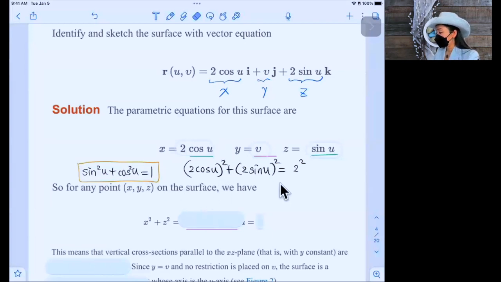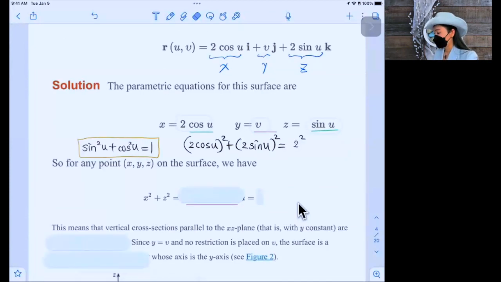Now, using this, can you tell me x squared plus z squared? So x and z involve sine and cosine. Can you tell me x squared plus z squared equal to what over here? What should I put in this blank? 4 cosine u plus, not 4 sine u. Z is only sine u, right? Okay, let's see.